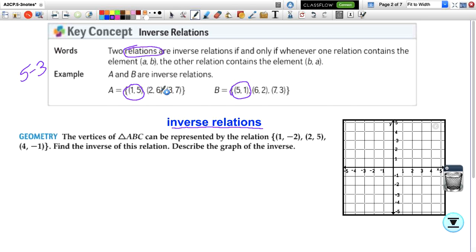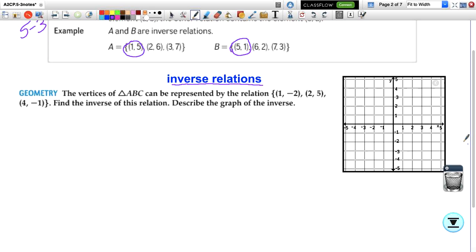Okay, it literally is that easy, and that's specifically an inverse relation, okay? That's not an inverse function, it's an inverse relation. So let's do one, and we're going to graph it up, and then we're going to come to a conclusion about how inverses are related to the original.